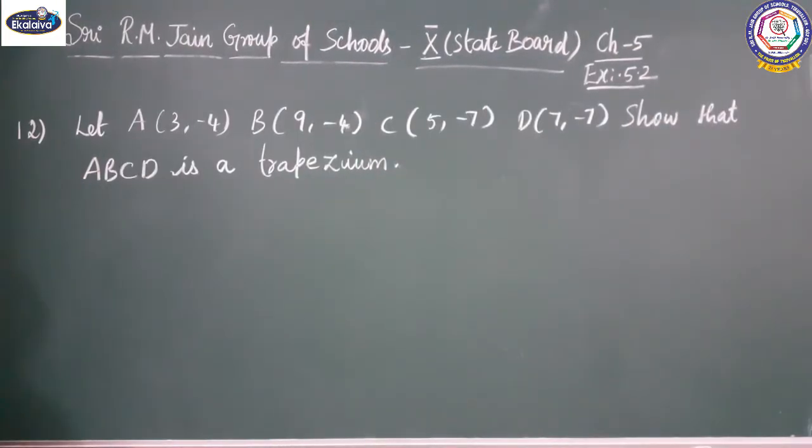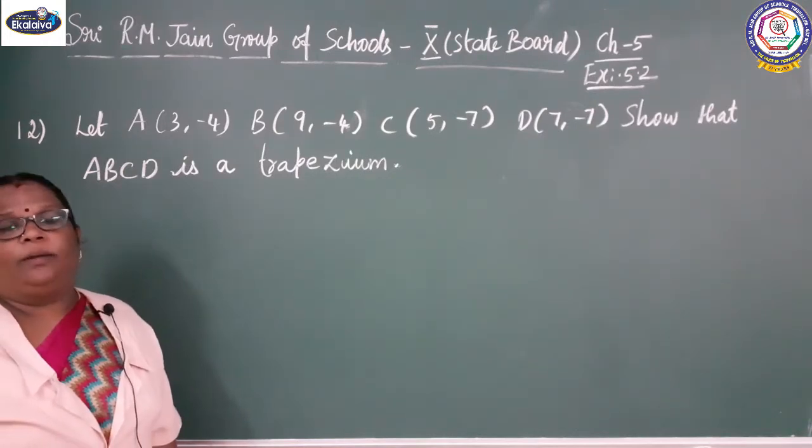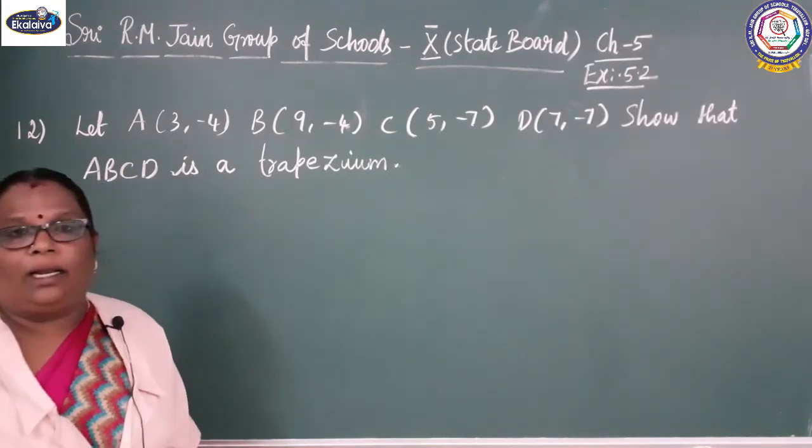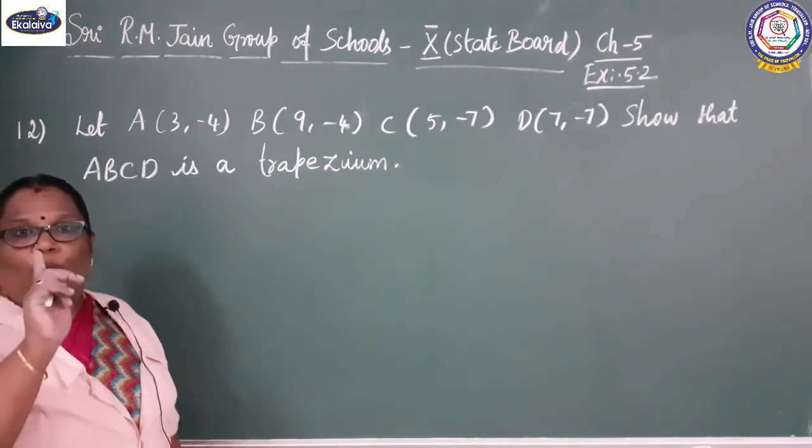See the 12th sum. Let A, B, C, D. Show that A, B, C, D is a trapezium. Parallelogram is opposite sides are parallel. But in a trapezium, any one of the sides is parallel. Okay, any one side is parallel.